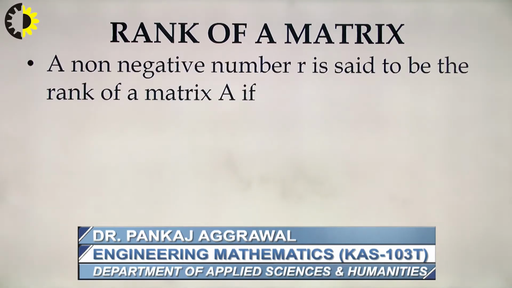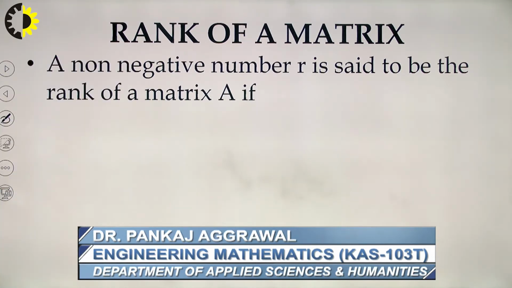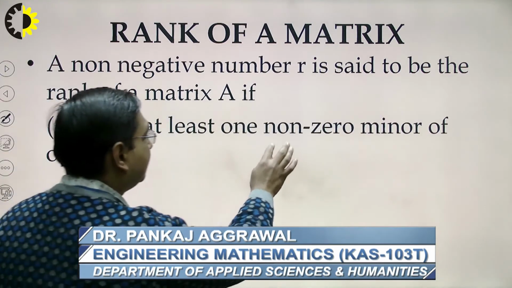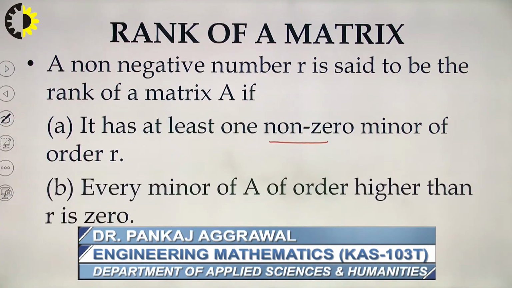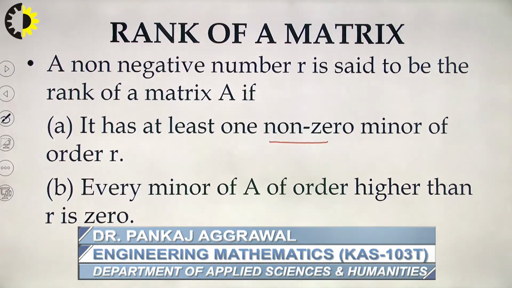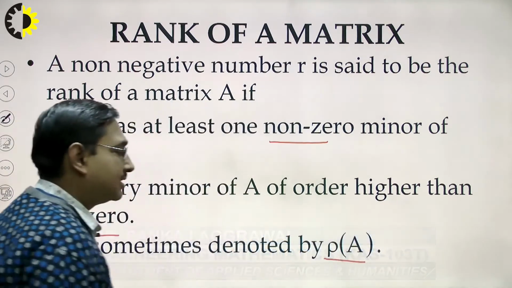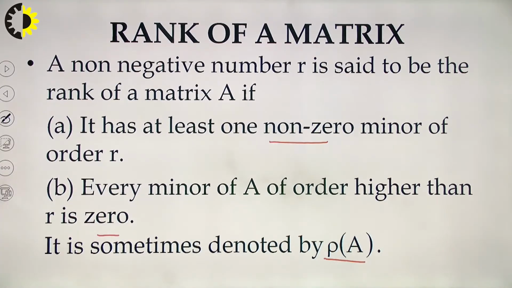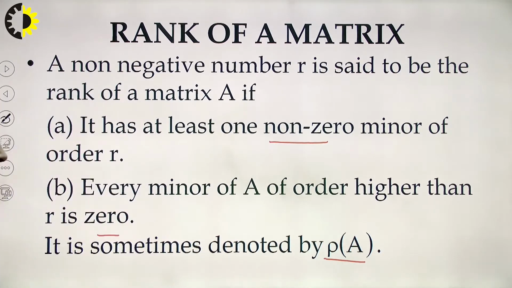A non-zero number r is said to be the rank of a matrix if it has at least one non-zero minor of order r, and secondly, every minor of the matrix of order higher than r is 0. This rank is sometimes denoted by the symbol rho of A. This definition is not very clear so far because I have not explained it. Let me explain the meaning of rank.